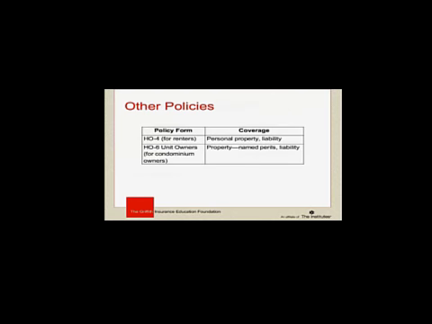The next slide then lists policies that are oftentimes used for non-owners. So that is to say a renter or a condominium unit owner that owns the unit but not the full building itself. And again, these are just a couple examples of the type of policies and the names of the policies that are often offered by most insurers.